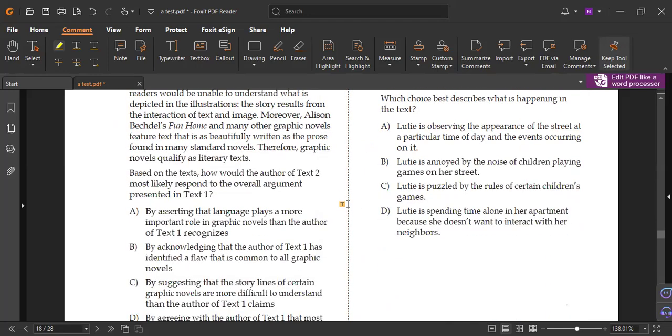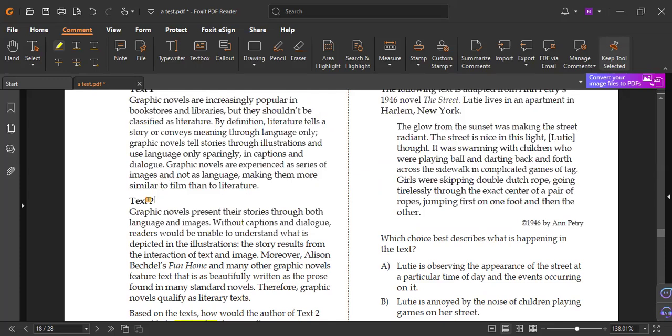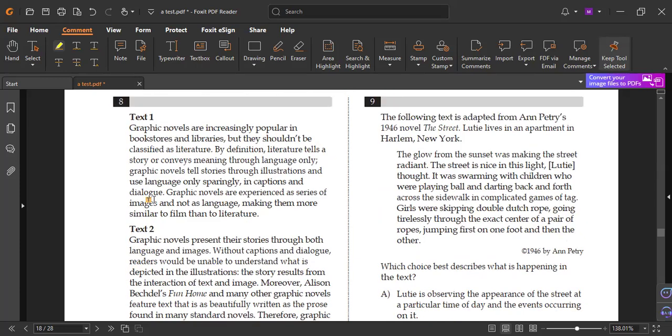Here, let's read the question. Based on the text, how would the author of text 2 likely respond to the overall argument in 1? So we need the response of 2. So we need to know what is the main focus of 1 and how the author of 2 responded to it. What's his opinion? What's his stance? What did he say about the main focus? Let's read very quickly.